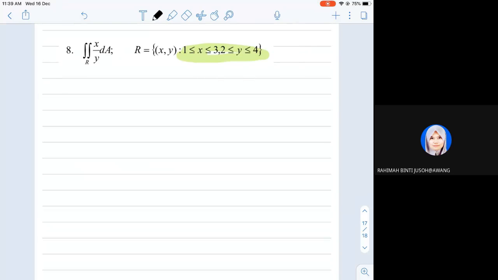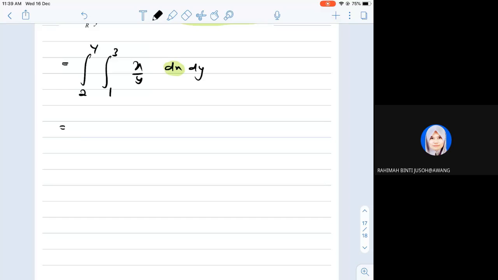So we will have x over y. Let's say you all nak dy dx ke dx dy? Saya ikut awak ni. Which one you want? dx dy. Okay, dx dy. So jom kita buat dx dy. What's the limit of x? What's the inner limit bahagian dalam ni? X from 1 until 3. Yes, so untuk y we have 2 until 4.